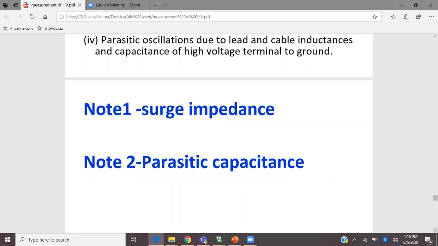Whenever you are measuring high voltage, there are two very important terminologies. One is the surge impedance and the other is the parasitic capacitance. What is surge impedance? It is the characteristic impedance, or you can say the surge impedance, of a uniform transmission line. It is the ratio of the amplitude of the voltage and current of a single wave propagating along the line. We normally represent it by V naught. That is a wave traveling in one direction in the absence of reflections in the other direction.